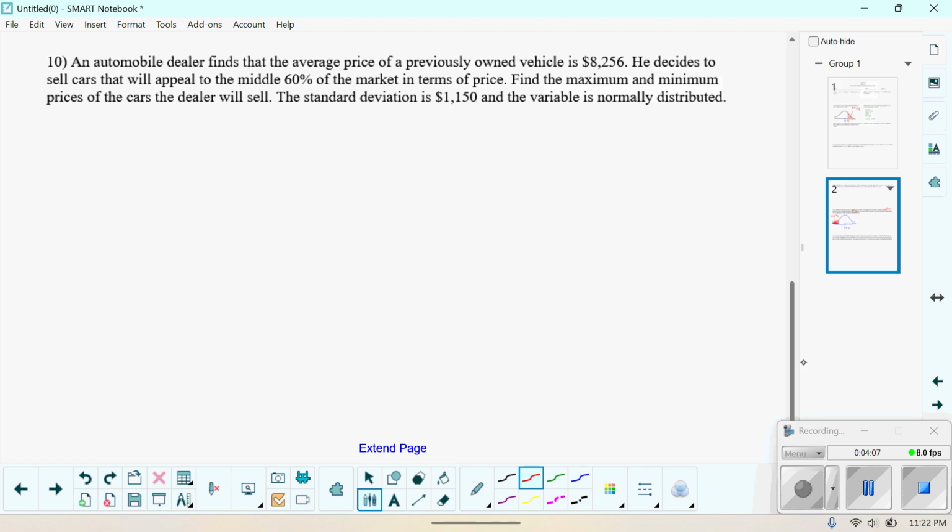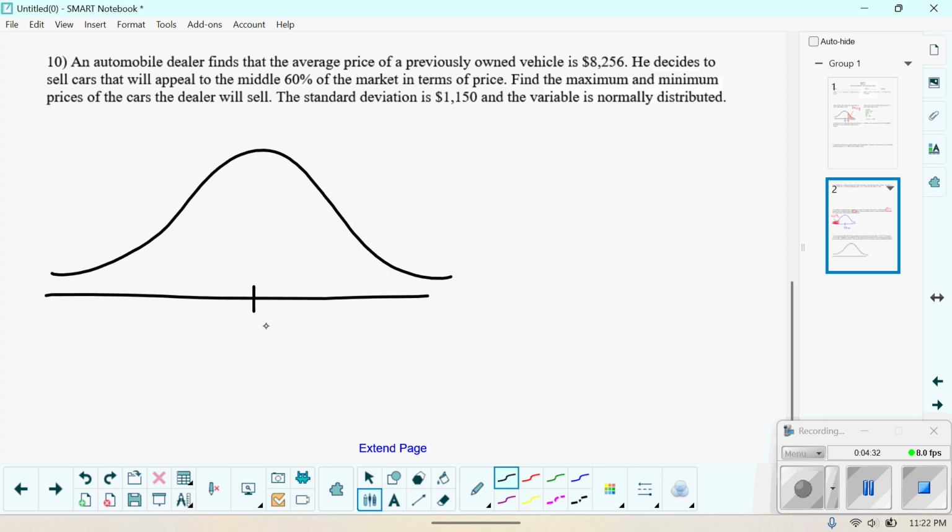This one says an automobile dealer finds that the average price for a previously owned vehicle is $8,256. He decides to sell cars that will appeal to the middle 60% of the market in terms of price. Find the max and min prices of the cars the dealer will sell. Standard deviation is 1,150, and we are normally distributed. Okay, so when we get ready to draw this one out, we've got our normal distribution. We know the middle is 8,256. And the key on this one is, again, we know it's normally distributed, but it says the middle 60%.